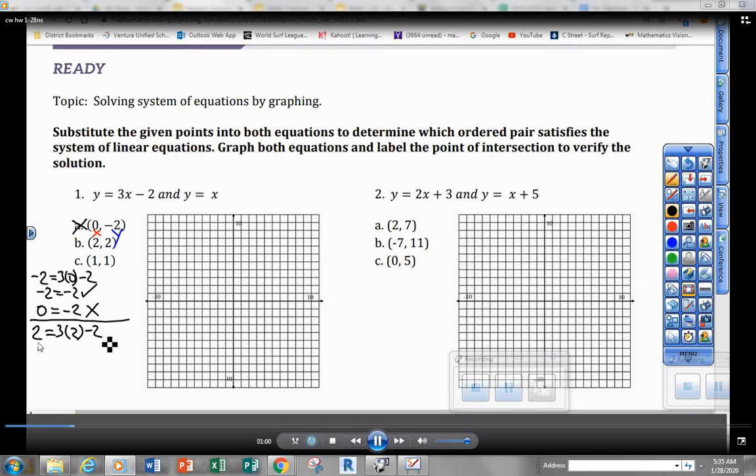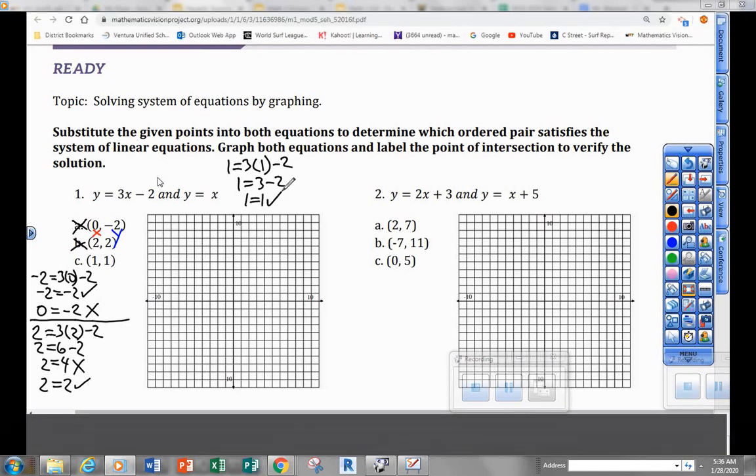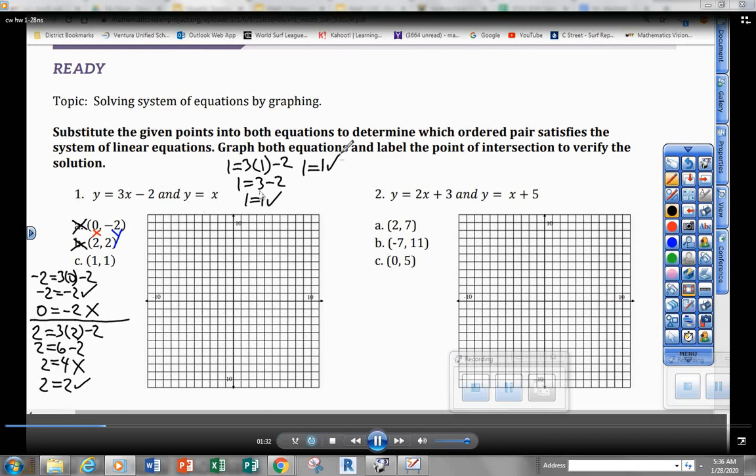When I plug 2 for y, 2 for x, using the point for point B, into the first equation, that gives me a false statement right away. When I plug that into the second equation, it works, but it has to work for both. When I plug in point C, 1, 1 into both, 1 for y, 1 for x gives me 1 equals 3 times 1 minus 2, 1 equals 3 minus 2, 1 equals 1. That is true. And then when I plug that into the second one, it makes that one work as well. That point is a solution to both linear equations written in slope-intercept form with y.